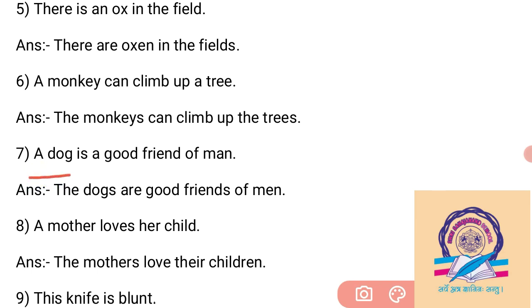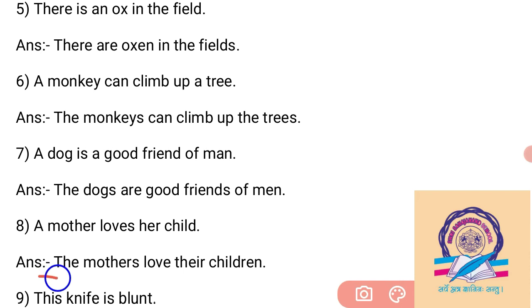A dog is a good friend of a man. Then a changes into the, then dog changes into dogs, then is or was is there, so we have to write are. We can remove a or an in between, or if we want to write, we can write the instead of a or an. Then good friends, so we have to add s after friend. Then man changes into men for the plural. Our answer is the dogs are good friends of men.